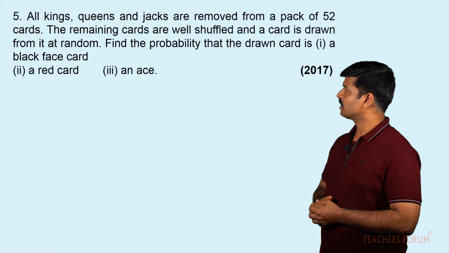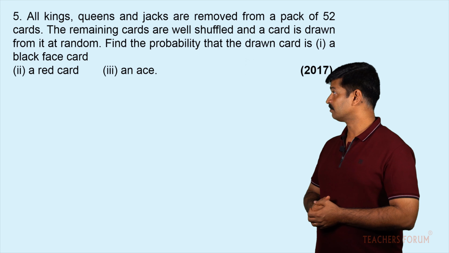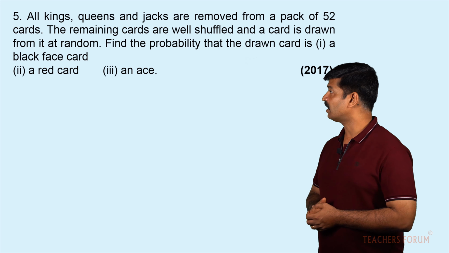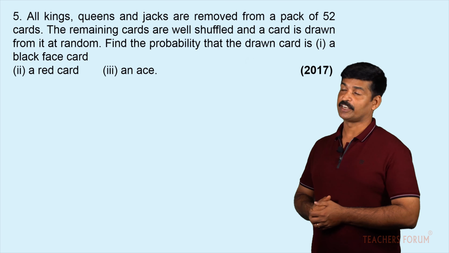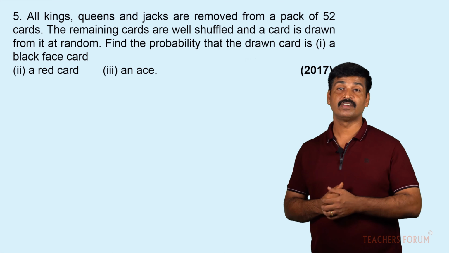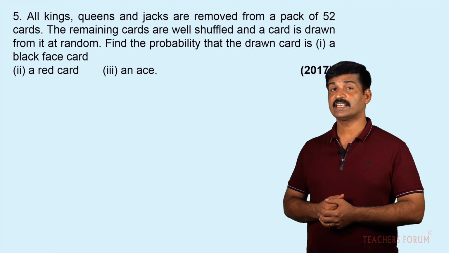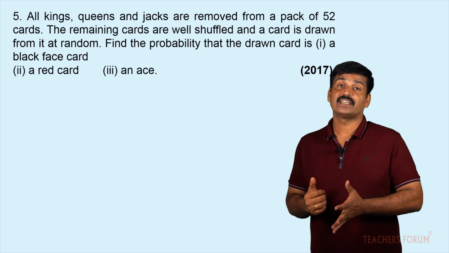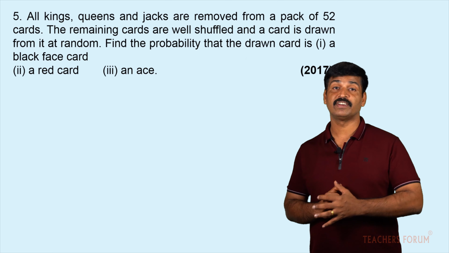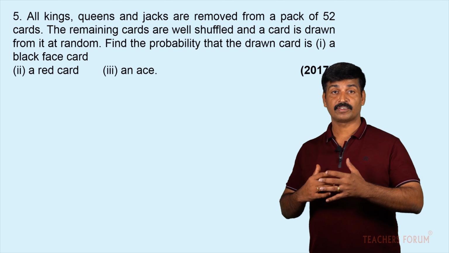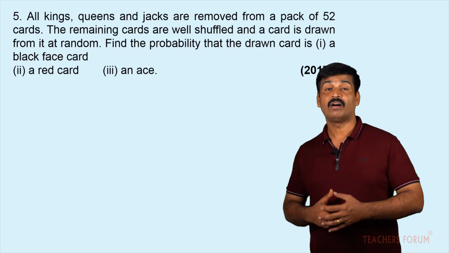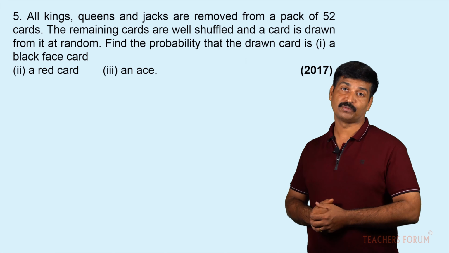Next one. All kings, queens and jacks are removed from a pack of 52 cards. The remaining cards are well shuffled and a card is drawn from it at random. You see, from a deck of 52 playing cards, all kings, queens and jacks are removed. That means all face cards are removed. You know there are 12 face cards. So from a deck of 52 cards, all the face cards, that is 12 cards, are removed.